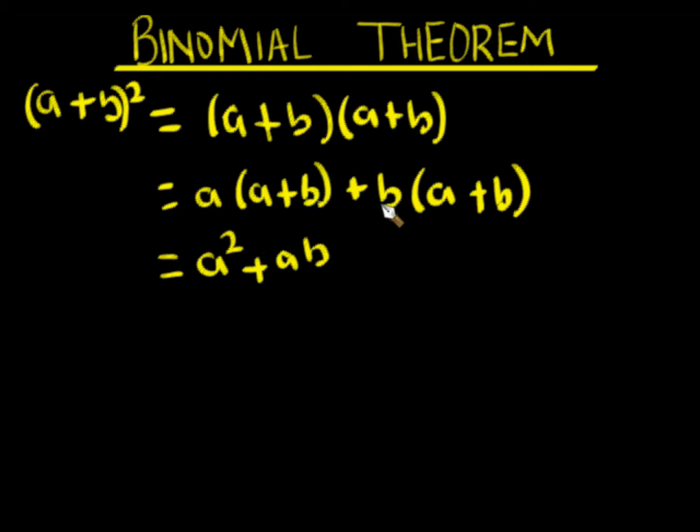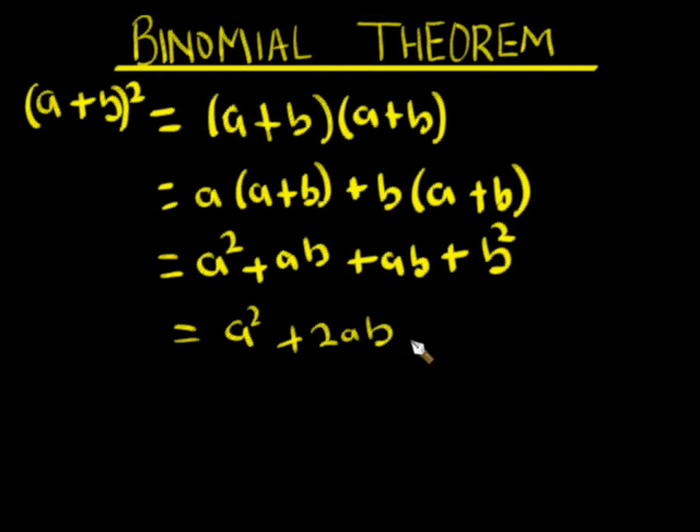We move on to the next bracket. Positive b multiplied by a gives us positive ab. Positive b multiplies positive b and gives us positive b squared. So we can add up the ab terms in the middle, and it gives us a squared plus 2ab plus b squared.